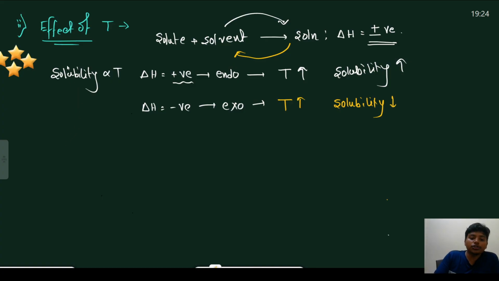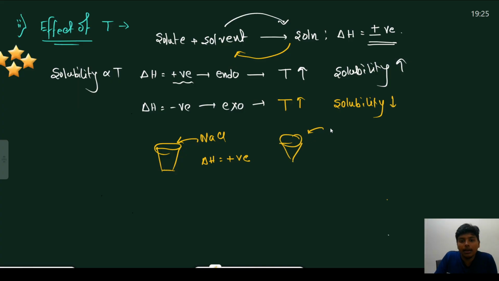So this is very important. What is the relation between solubility and temperature? For what kind of solution? Solid in liquid solution. I'm giving you an example also: if you take a glass of water and put NaCl into it, delta H in that case is positive. And if you take a glass of water and put NaOH, in that case delta H will be negative. Every reaction will have delta H provided. Clear?